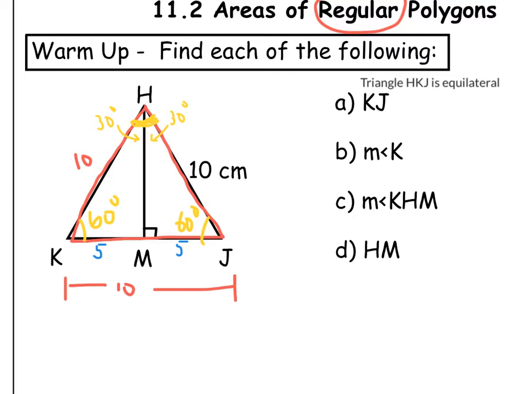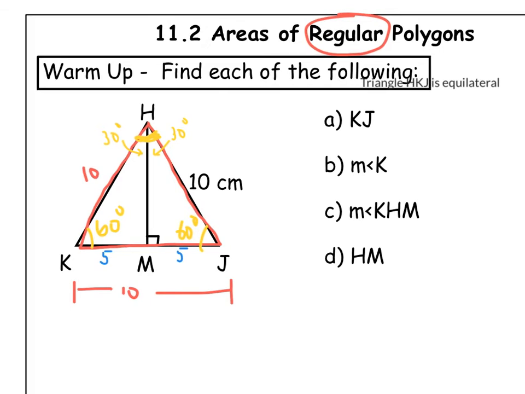Okay, so let's see if we can get all the pieces we need here. All right, so KJ, we know KJ is 10 units, because the triangle is equilateral, so the sides are all the same. The measure of angle K, all the angles in an equilateral triangle are 60 degrees. KHM, from here to here, was one of the two pieces that made a 60-degree angle, so that had to be 30 degrees.